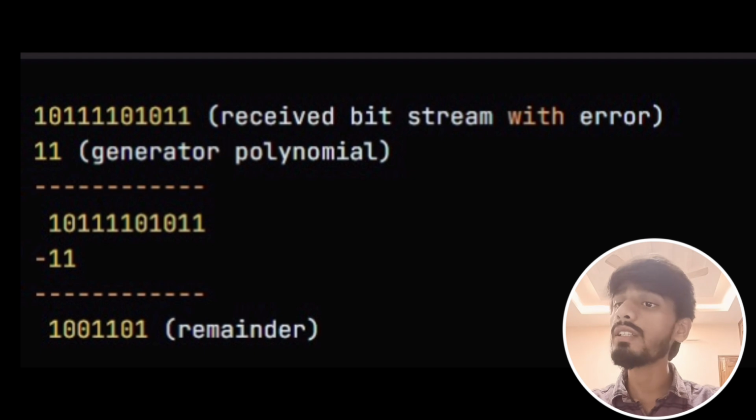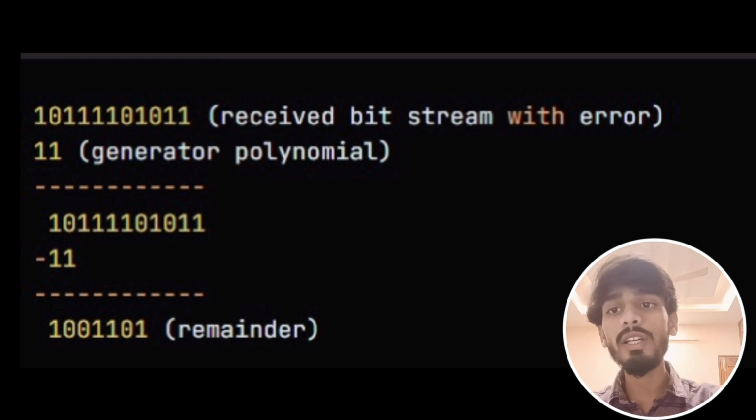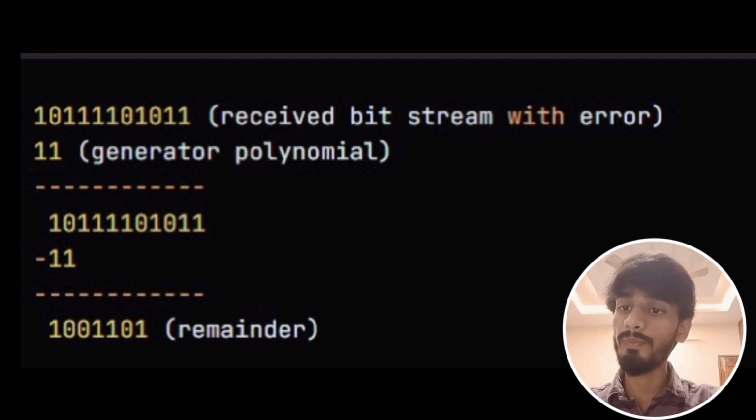Now let us detect the error at the receiver's end. To detect the error, we need to calculate the checksum for the received bit stream using the generator polynomial. After we do it, the remainder will be 1001101. The remainder is not 0, indicating that an error has occurred during transmission. Therefore, the receiver can detect the errors.